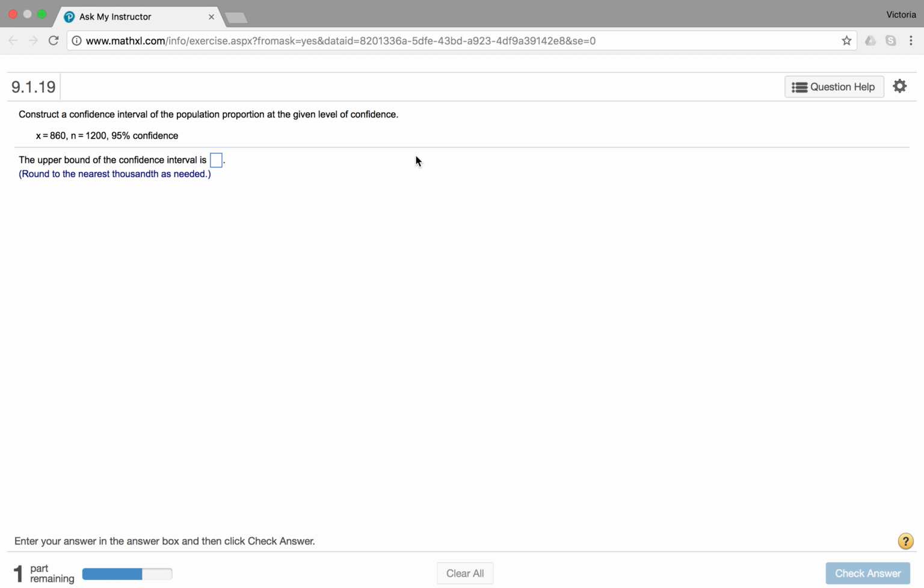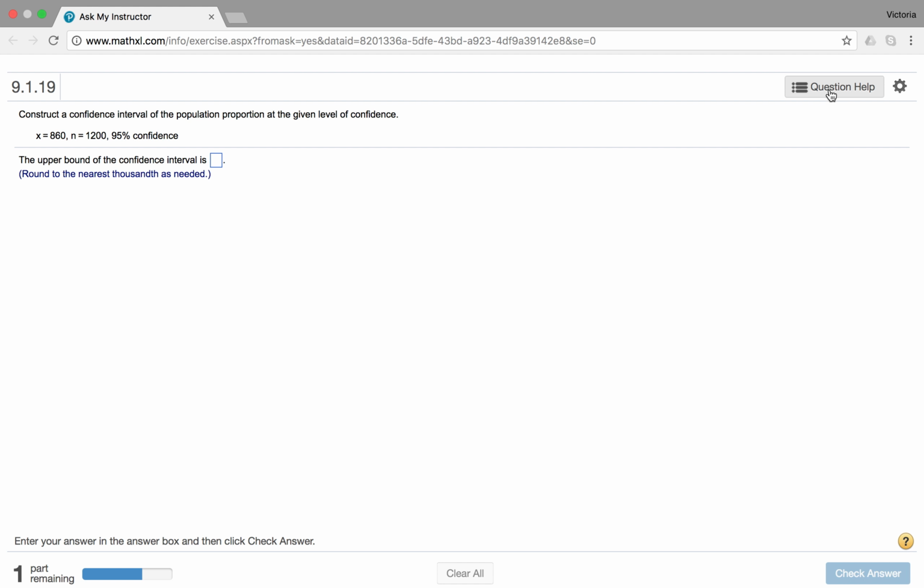So we can do this problem in StatCrunch. We're supposed to construct a confidence interval of the population proportion at the given level of confidence. Here X is 860, that's your number of successes. N is 1200, which is your total sample size. And then we want 95% confidence. They're looking for the upper bound, and I believe the next question is the lower bound.